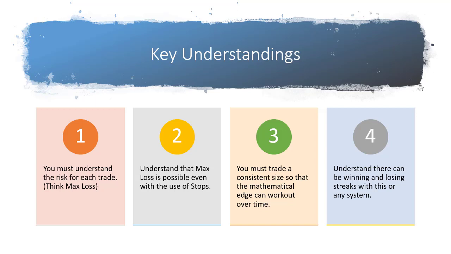So another part is when we're looking at mathematical statistics and probability, you can't just choose the trades you want to trade big and trade small. You need to trade a consistent size so that you can let that mathematical edge work out over time. And that's how you gain consistent profits, trading a consistent probability strategy in consistent size.